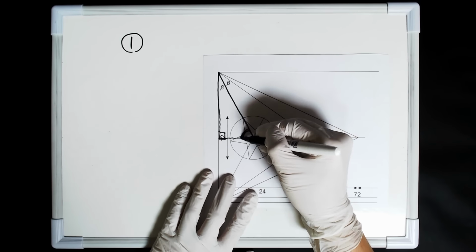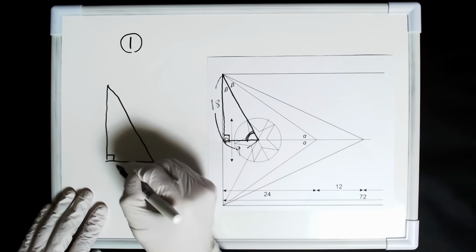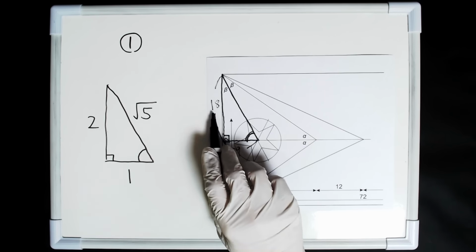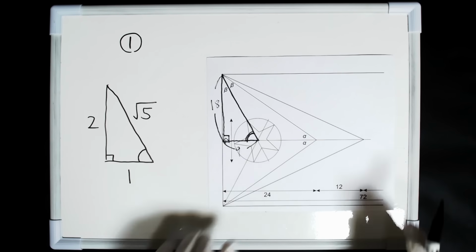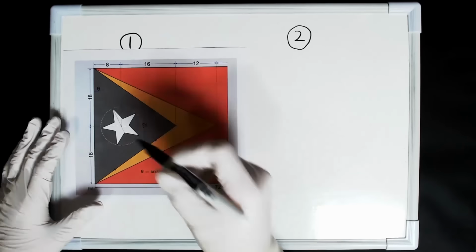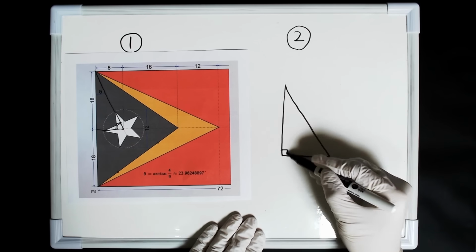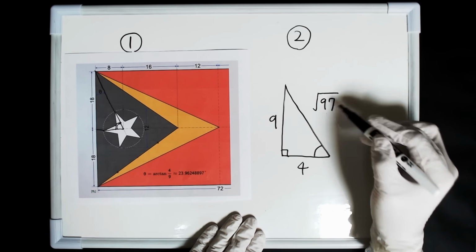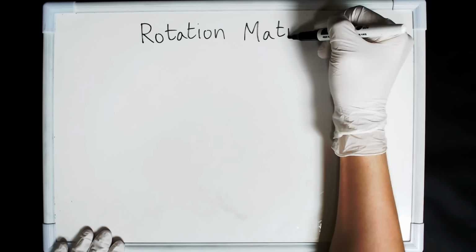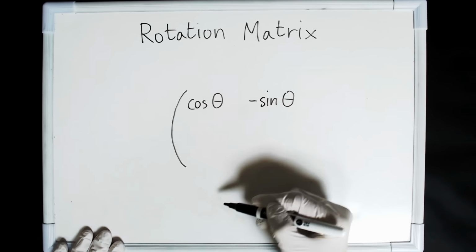The first star is rotated this much, and that angle is the same as the angle in a right triangle with these lengths. 9 to 18, 1 to 2, similar triangles. And the second star is rotated this much. That angle is the same as the angle in this right triangle. Now, in linear algebra, there's a thing called a rotation matrix that I've touched upon for just a second in the last video.